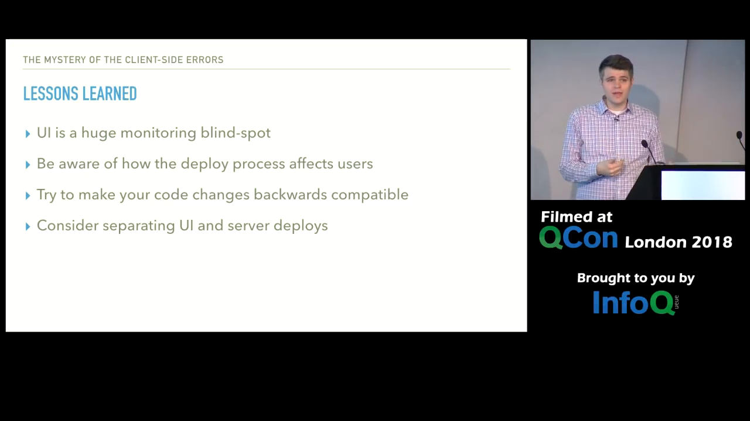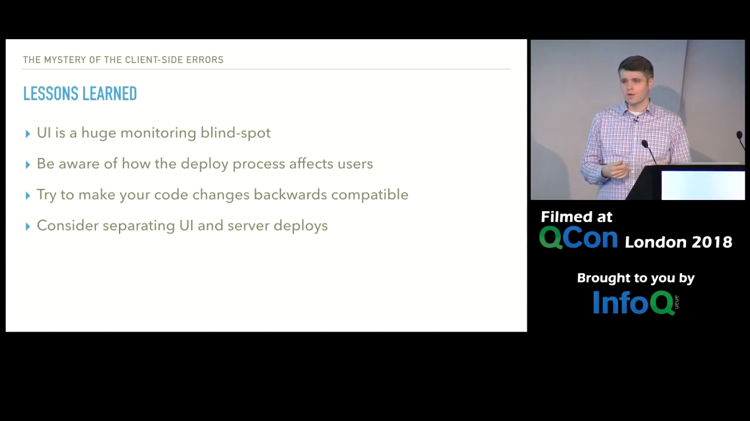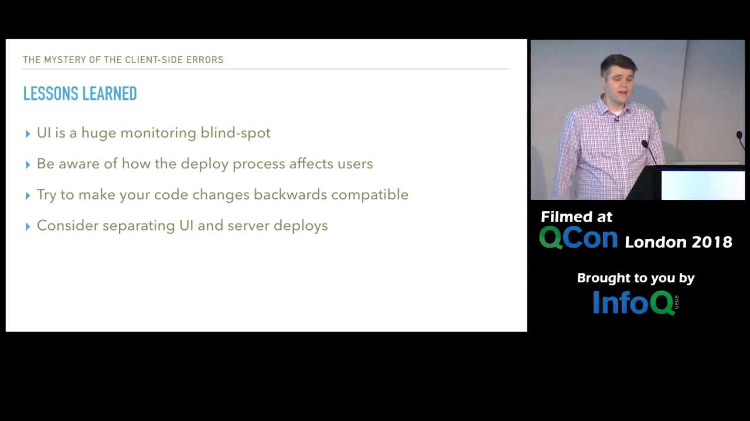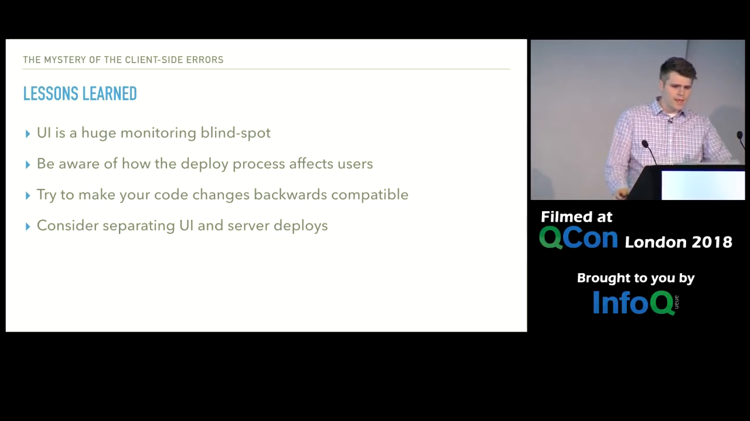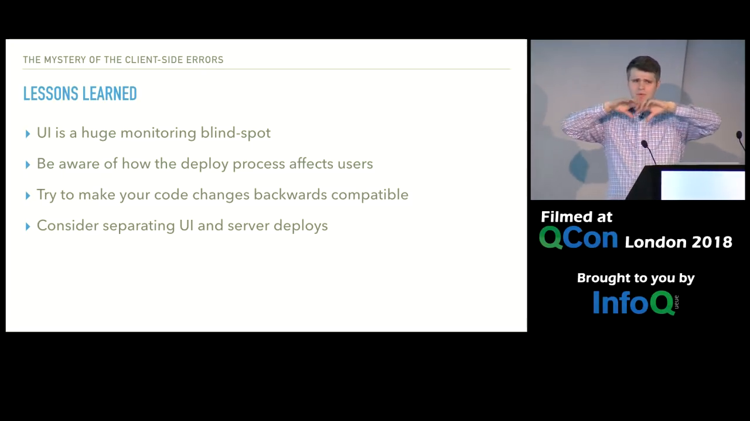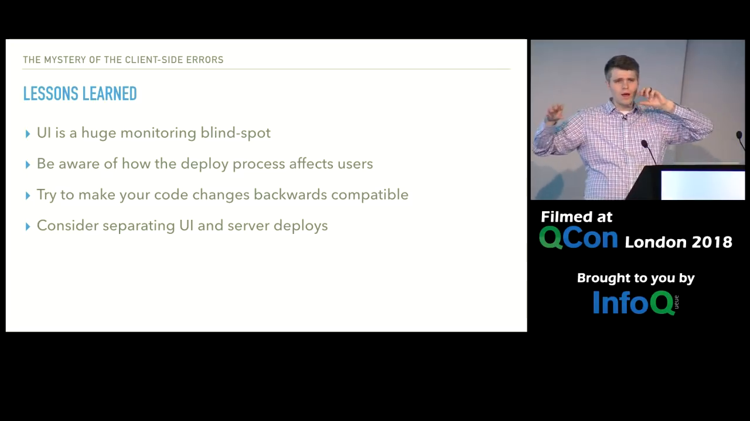We didn't know until we had this UI monitoring in place that it was affecting our users. Every single time we deployed, it was hurting our users. We didn't realize that. Or every time we deployed with a breaking change like that. And of course, one thing that this really made us think is that maybe we should actually think harder about separating our UI and server deploys.